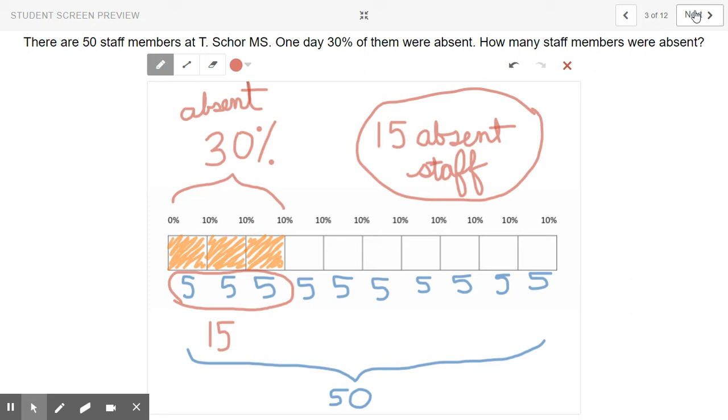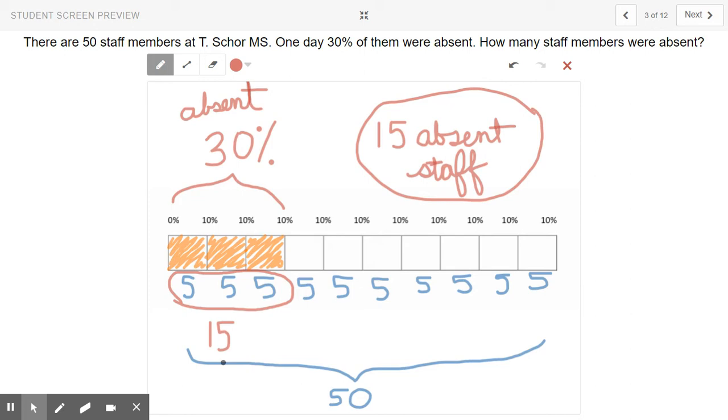So if 30% were absent, how many were absent? I shaded 3 boxes to represent 30%, and that equals 5 plus 5 plus 5, which equals 15. So 15 absent staff members.